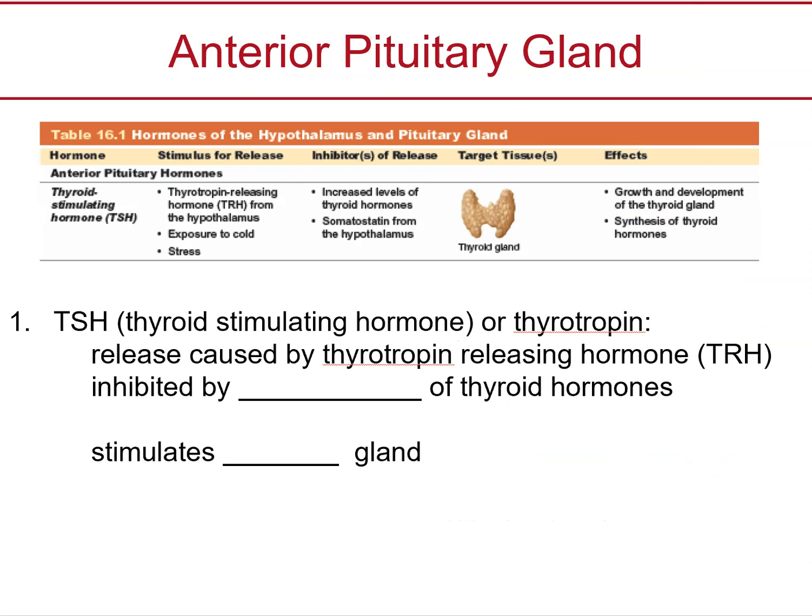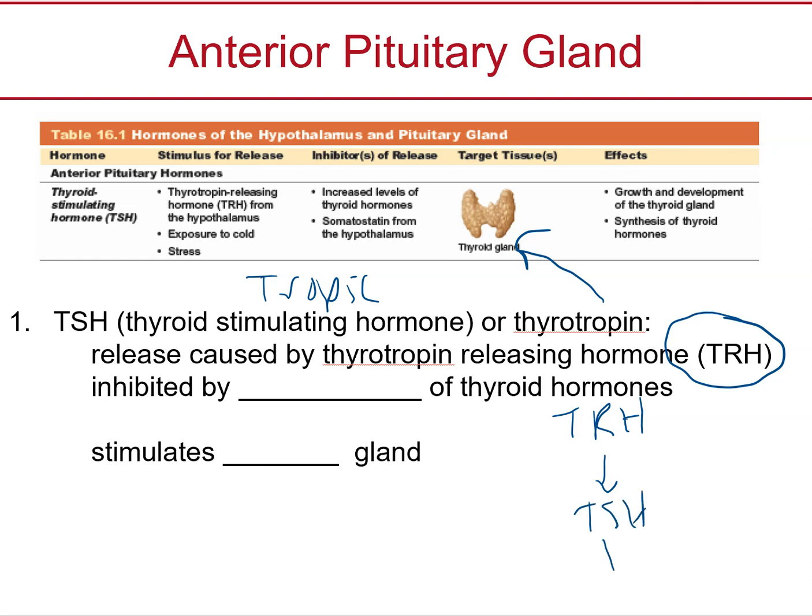So we have TSH as our first one. This is a tropic hormone as well because its job is to go to the thyroid gland and tell it to release hormones. So it's going to stimulate the thyroid gland. Now it's under control of TRH, which we just saw. So we're going to have our hierarchy as TRH, TSH, and then you'll see soon the hormones from the thyroid are called T3 and T4.